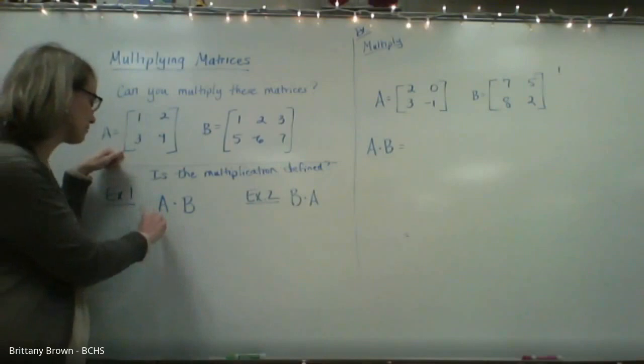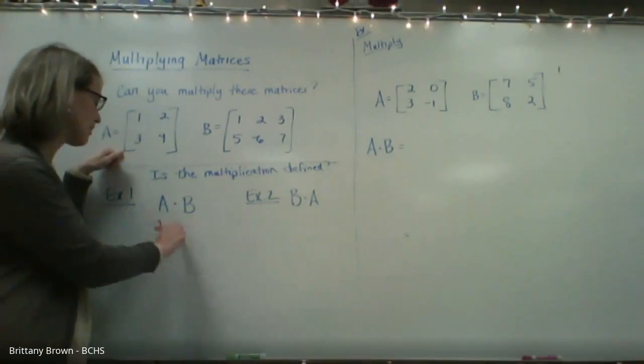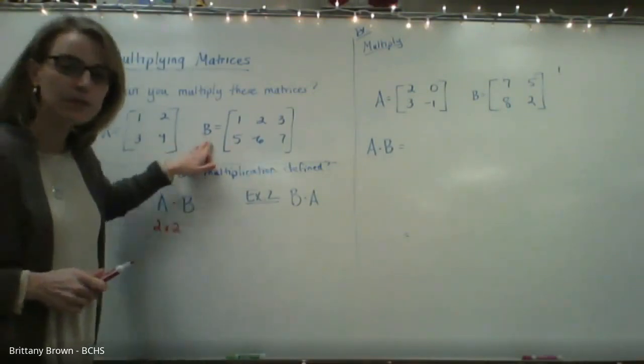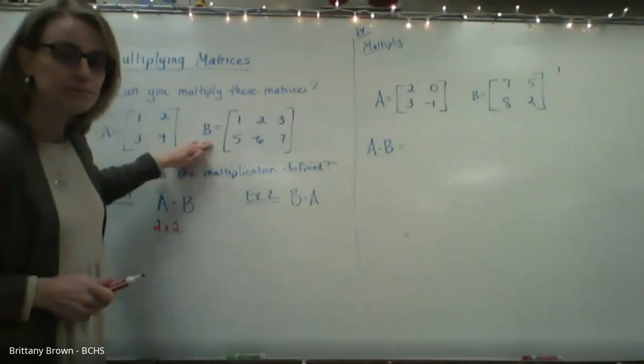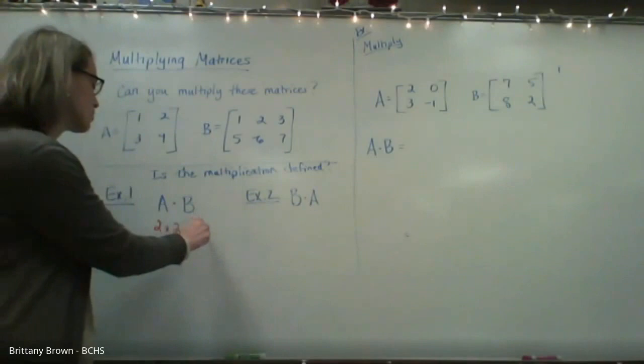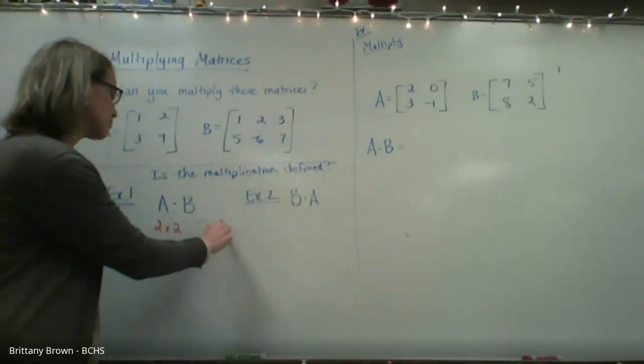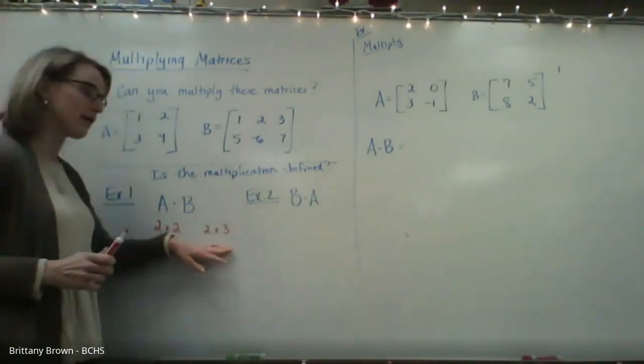Two by two, that's right. All right, what about matrix B? You can see it. Good, it's 2 by 3. All right, so we've got matrix A, a 2 by 2. Matrix B is a 2 by 3.